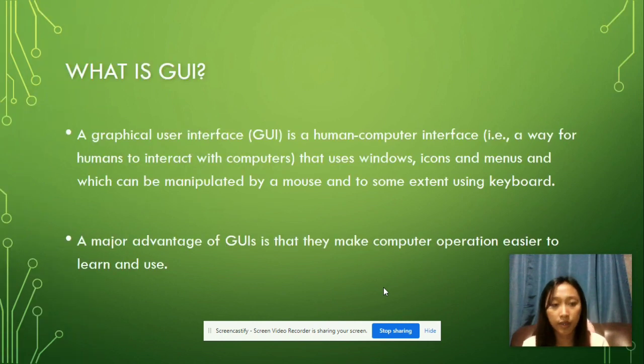What is GUI? A graphical user interface, or GUI, is a human-computer interface, a way for humans to interact with computers that uses windows, icons, and menus, and which can be manipulated by a mouse and to some extent using keyboard. And a major advantage of GUIs is that they make computer operation easier to learn and use.